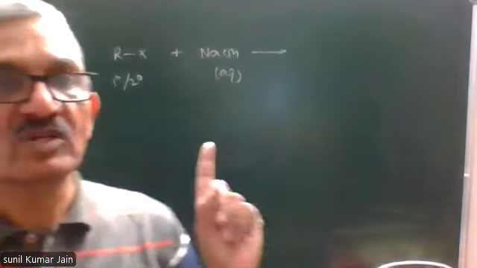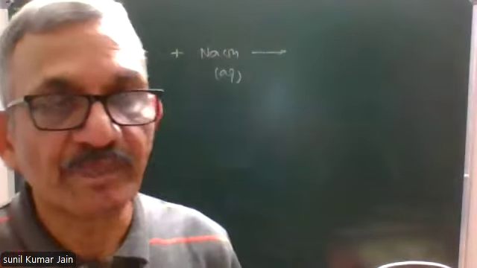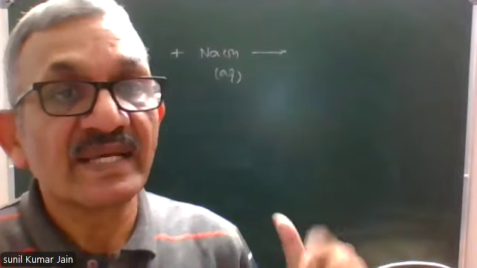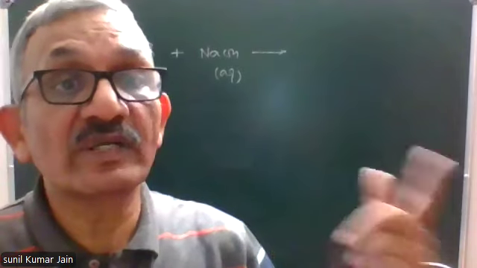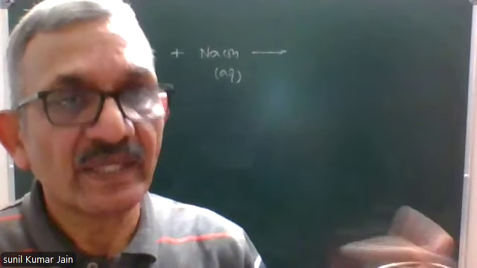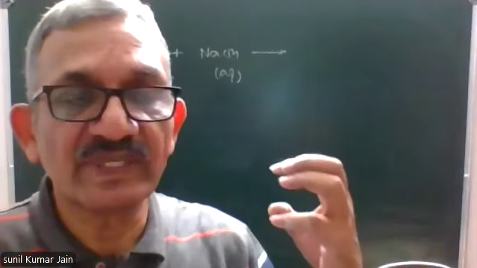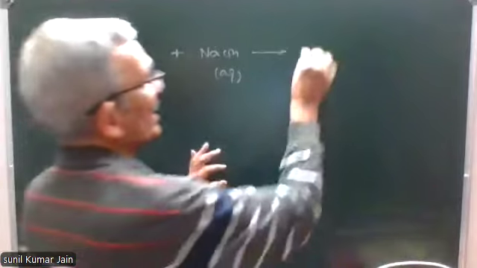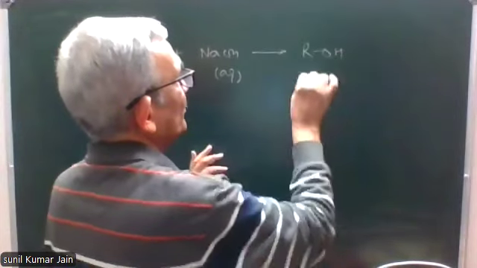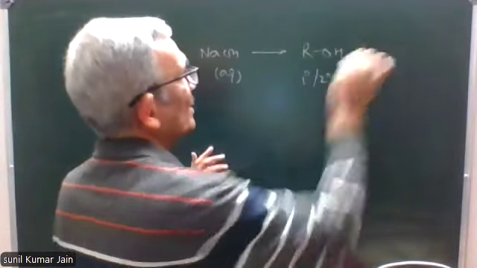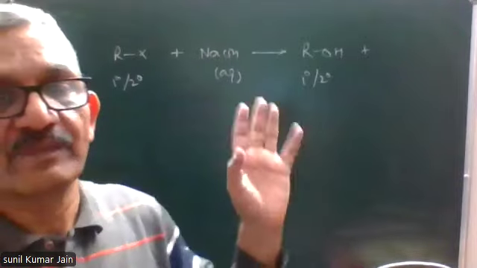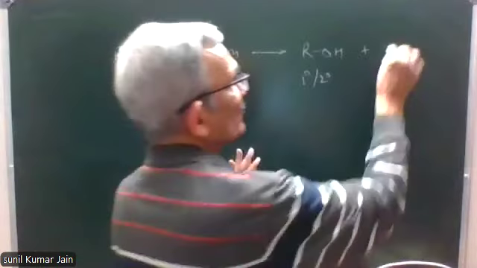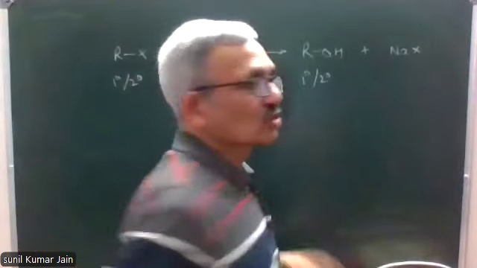It has to be primary or secondary, but not tertiary. Although when I taught alkyl and aryl halides, I did not tell you why not tertiary alkyl halide. Naturally, all details cannot be given at the same place. Only primary and secondary will give the corresponding alcohol. So primary alkyl halide will give primary alcohol, secondary alkyl halide will give secondary alcohol, plus of course the byproduct will be sodium halide.